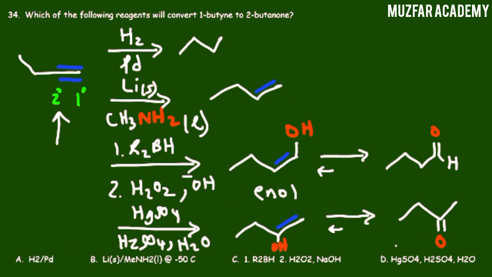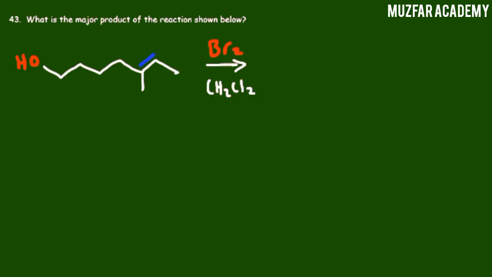And this is the product that we want, 2-butanone. So the correct answer for this problem is answer choice D. 43. What is the major product of the reaction shown below?